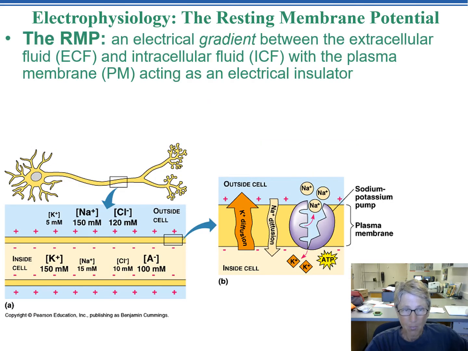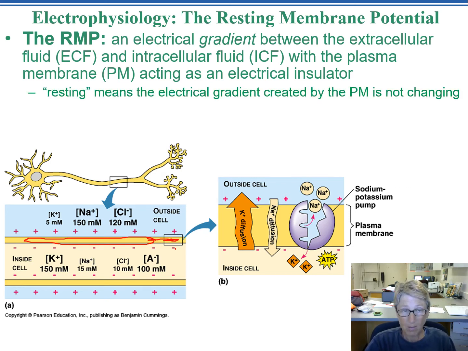So the resting membrane potential then is an electrical gradient. You have positives on the outside, negatives on the inside, between the ECF and the ICF. And the plasma membrane, this yellow thing, acts as an electrical insulator. It's called the potential because, if you remember, potential energy is stored energy, and because you have charges on either side of this plasma membrane that's acting as an electrical insulator, you're storing charge.